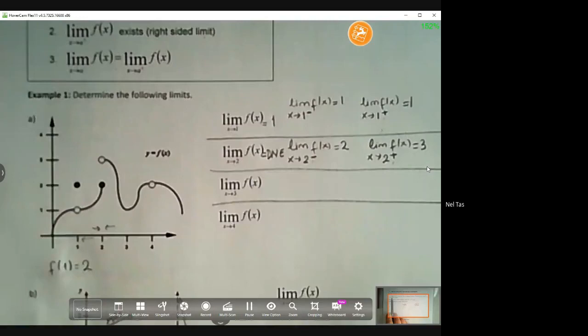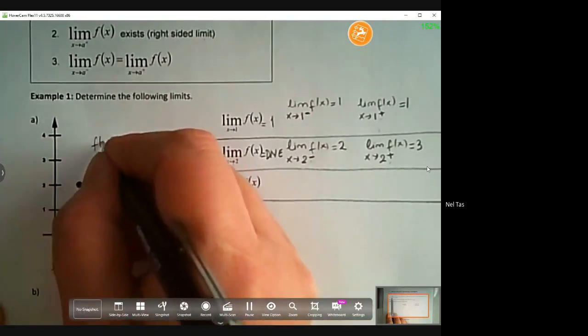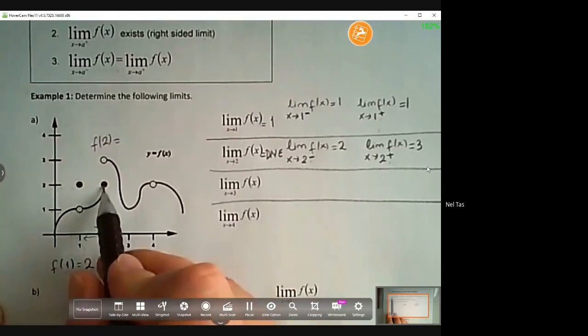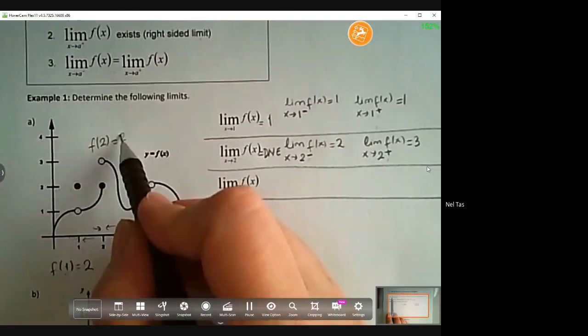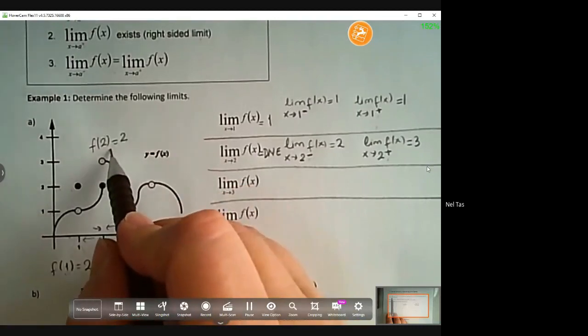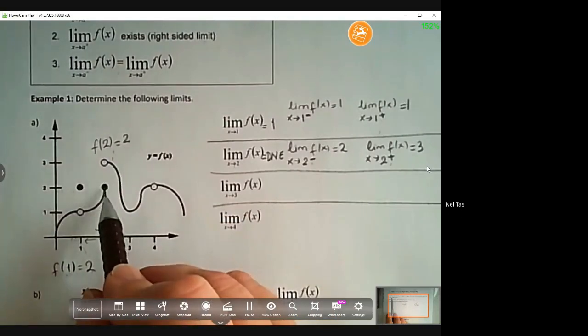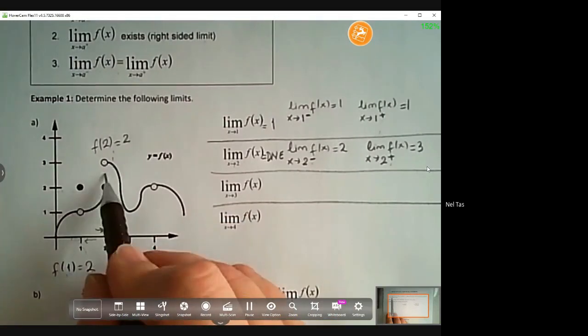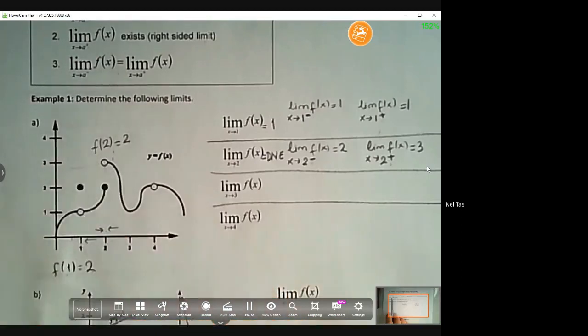And when you look at the value of function at 2, f of 2 is 2. So again, this doesn't mean that there is a limit at 2. The value of the function exists, but the limit does not. See, because there's a jump here, and left side limit is 2, right side limit is 3.